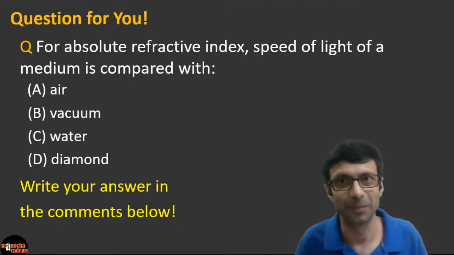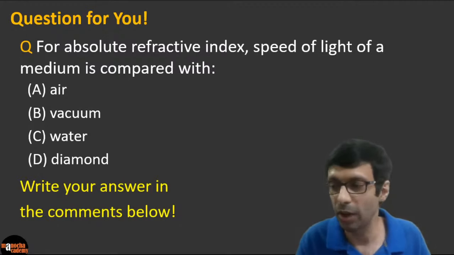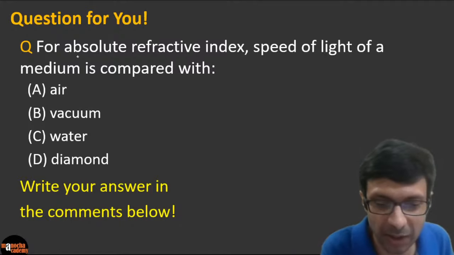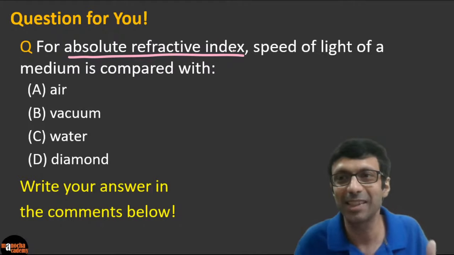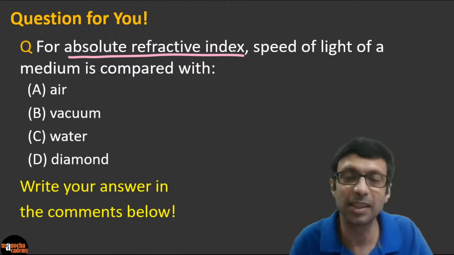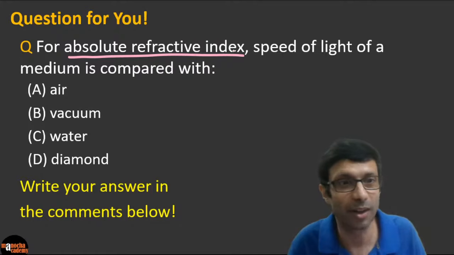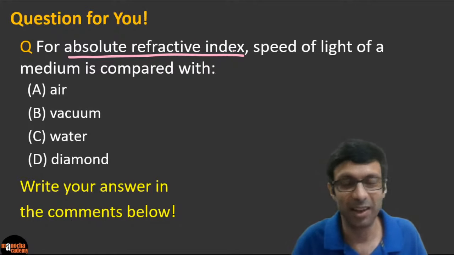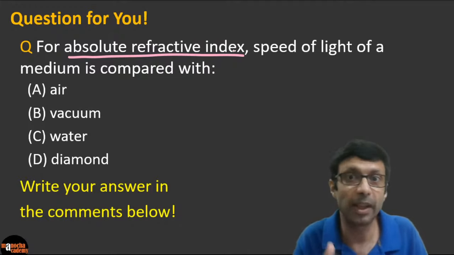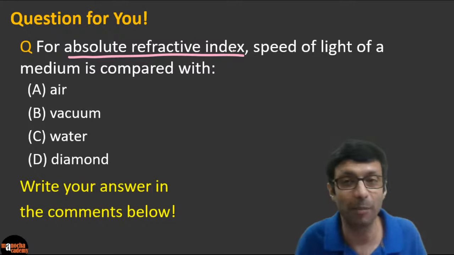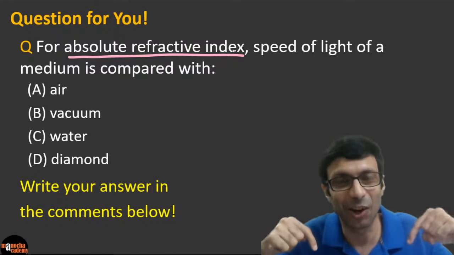What do you guys think? When you talk about absolute refractive index, and this is absolutely a very important term, the speed of light in the medium, is it compared with air, vacuum, water, or diamond? A lot of you make mistakes in the spelling of vacuum. Even sometimes when I was writing down that option, I wrote it wrongly. So which will be the answer? Air, vacuum, water, or diamond? I want you to write the answers in the comments below.